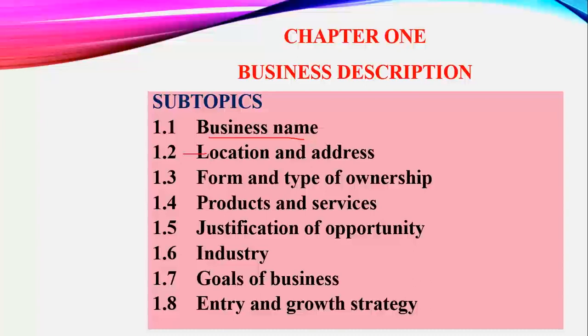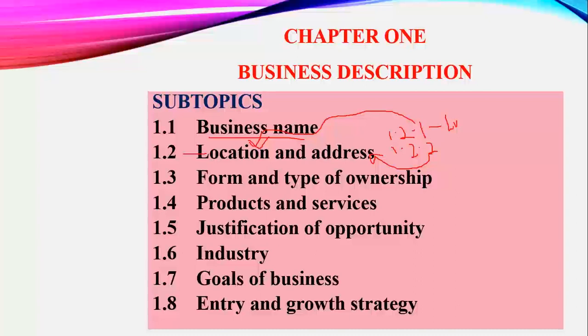We have location and address. So you should come here and say, under 1.2, we have another subtopic, that is 1.2.1, which is location. Then 1.2.2, that would be the address. You see that? Because those are two different things. You cannot just have one subtopic, location and address, then combine them. At least you should try to organize your work. Let your work look neat. So under location and address, you tell us where you're going to locate your business and also the address. That includes the PO box, the phone number, the email, the website, and all that.